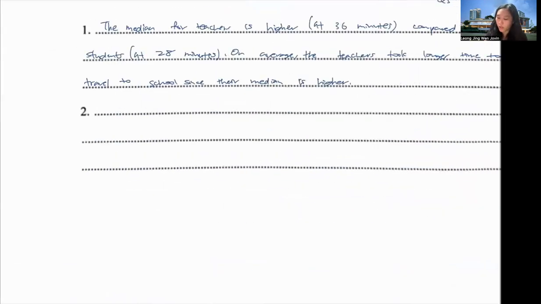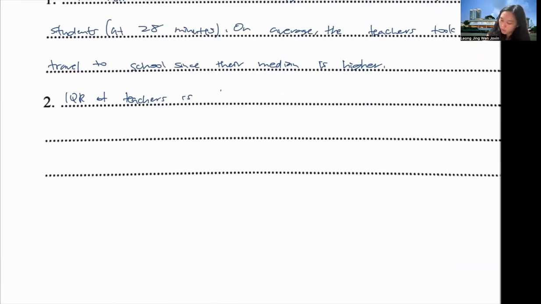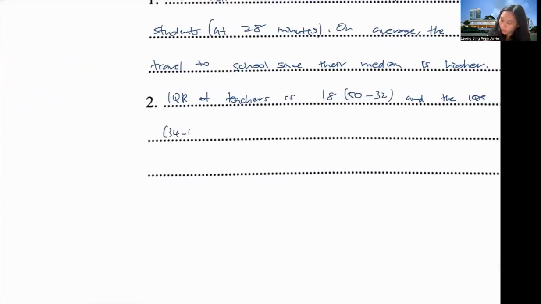Okay, so maybe let's write out whatever we know so far. So IQR of teachers is 18. Okay, how did I get 18? Show your working. So 50 minus 32. Okay, and the IQR of students is also 18. Okay, same thing. How did I get 18? I'll write it here. 34 minus 16.